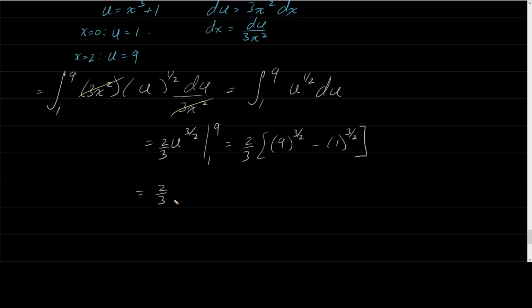So we have 2/3 times 9 to the 3/2. We could apply the half first. 9 to the 1/2 is 3. 3 to the third is 27. Similarly, 1 to the 3/2 is just going to be 1. 27 minus 1 is 26. So I have 2 times 26 over 3, which is 52 thirds. All right.